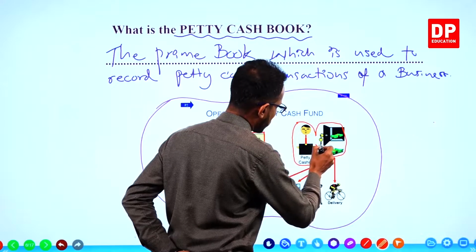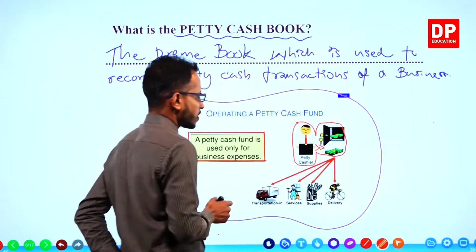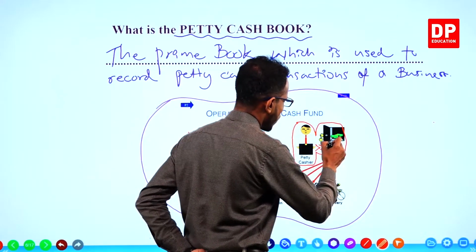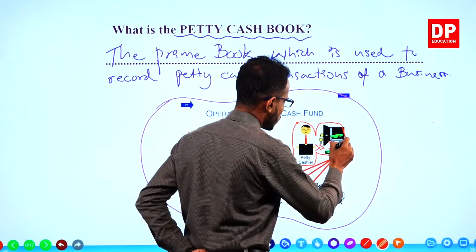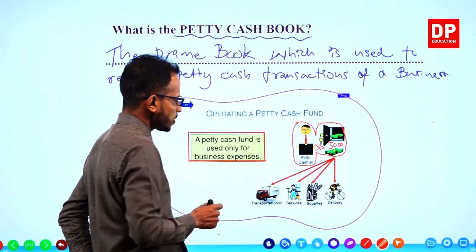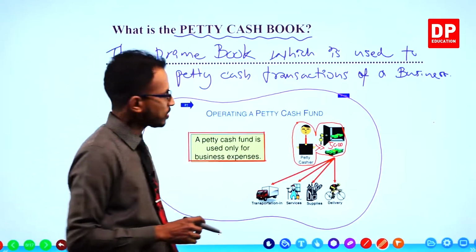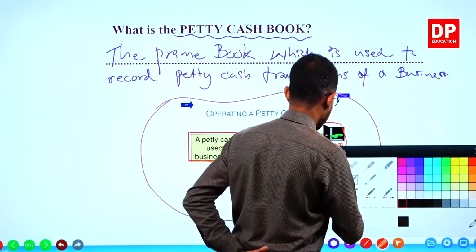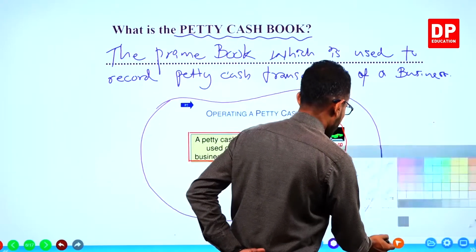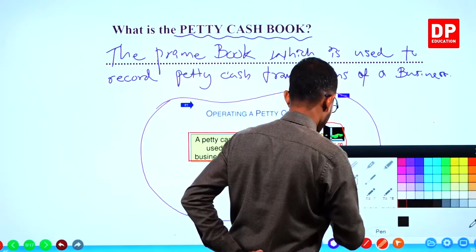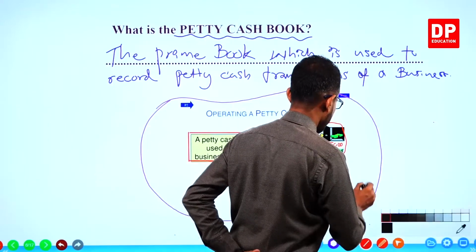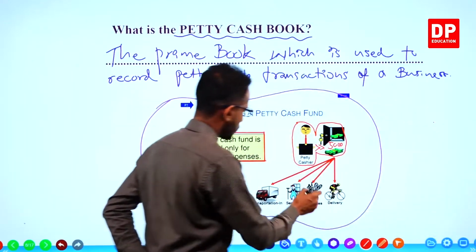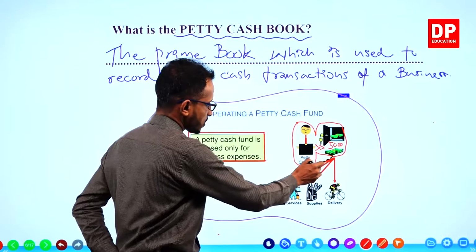Handled by the petty cashier, right? Let's say he has 5,000 here, the petty cash fund given to him at the beginning of the month. From that 5,000, he spends for petty cash expenses as needed.